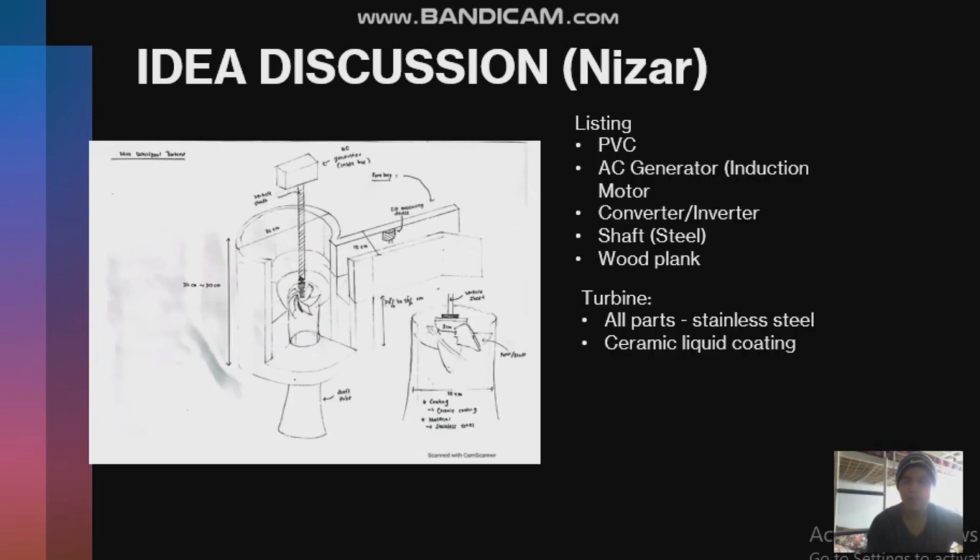For the material requirements, we can make this whole whirlpool using wood plank and also PVC material. We also need an AC generator, so we can use an induction motor as the generator, and we also consider a converter and inverter depending on the load type, whether it's a DC load or AC load. The shaft connected to the turbine is a steel type.